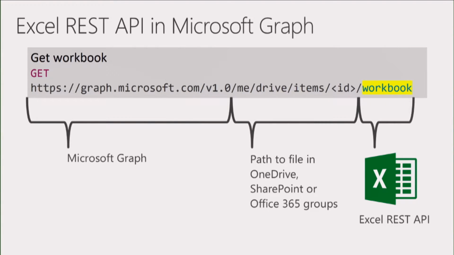To get a workbook, basically you make a GET request on graph.microsoft.com, then the version, then the path to that file in OneDrive, SharePoint, or the group. In this case, I'm using my OneDrive, and I'm addressing the drive and the items, and then the item by ID. And from there, once I'm getting into that file, I go to the workbook endpoint and start interacting with the Excel API.